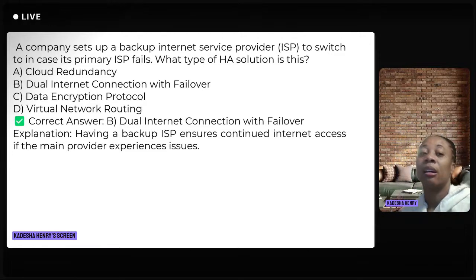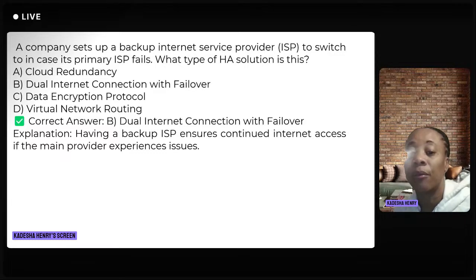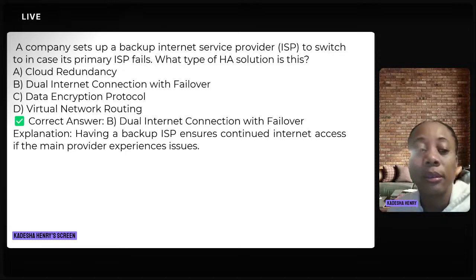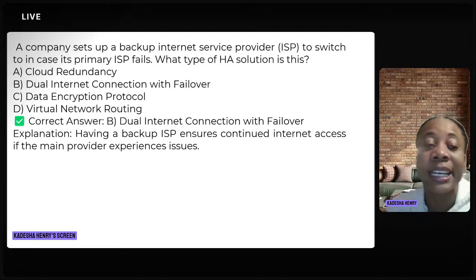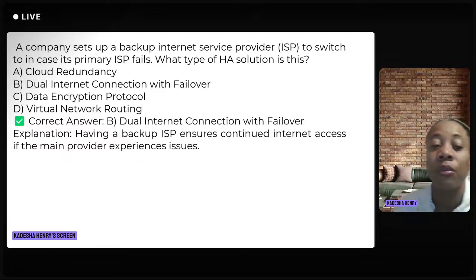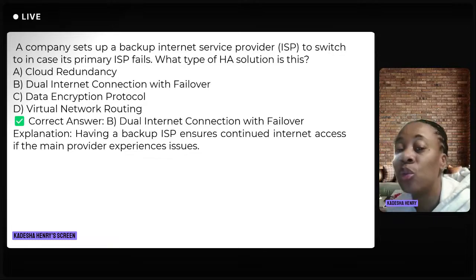Is it A, cloud redundancy? B, dual internet connection with failover? C, data encryption protocol? D, virtual network routing. And the answer to this will be dual internet connection with failover.